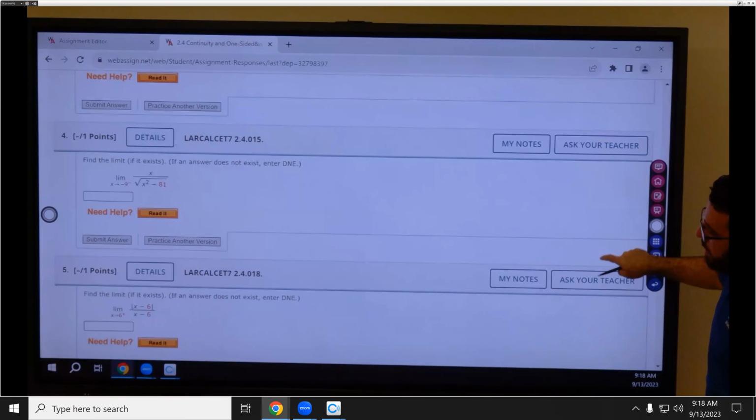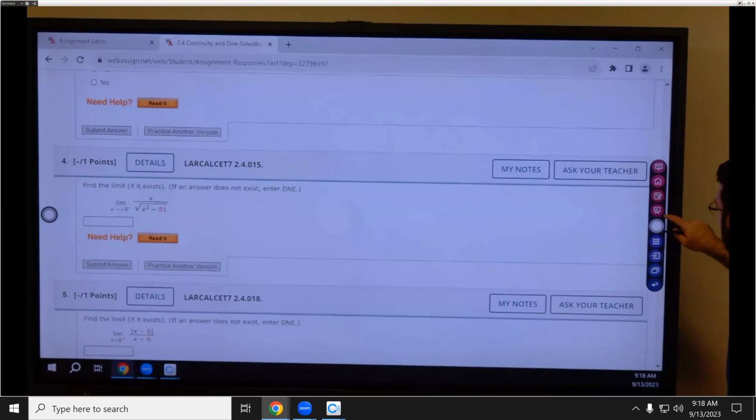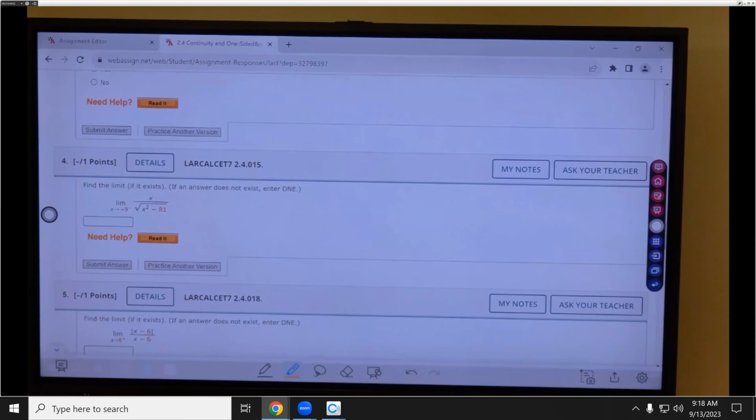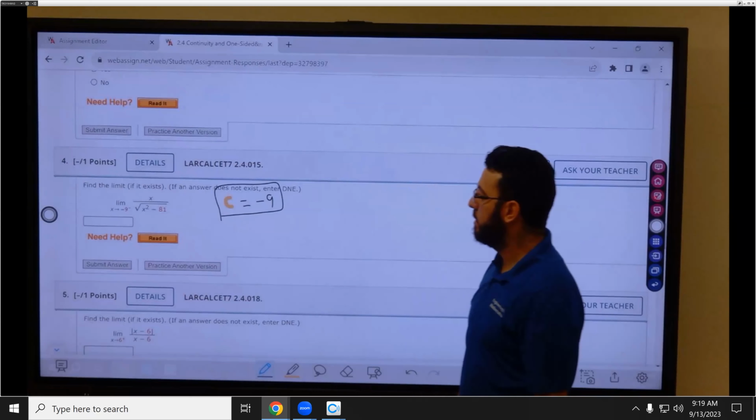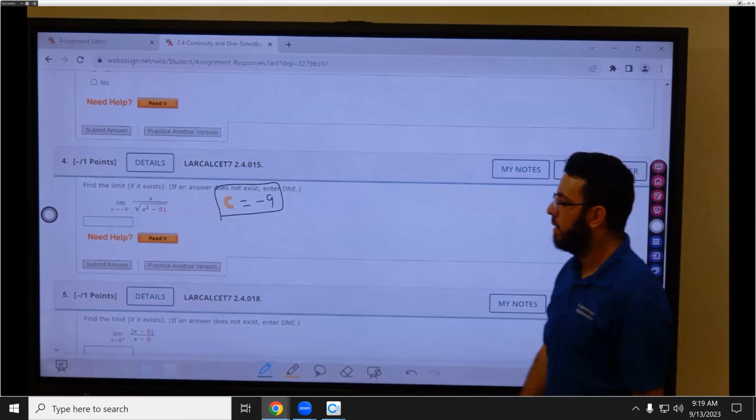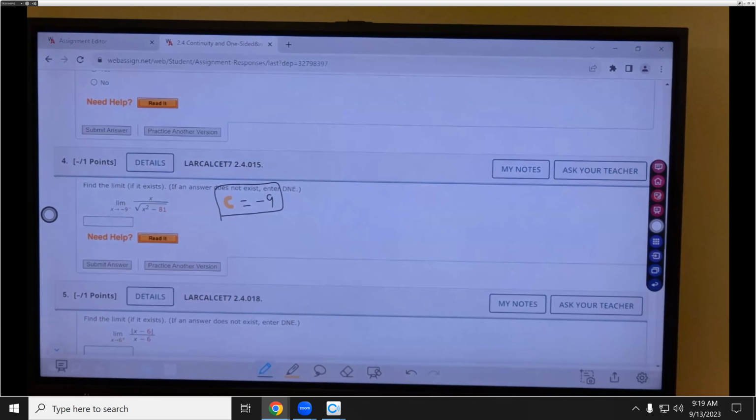There is no graph. So when you graph it, check it from the left side. When c approaches -9, equal what? So what about the next one?